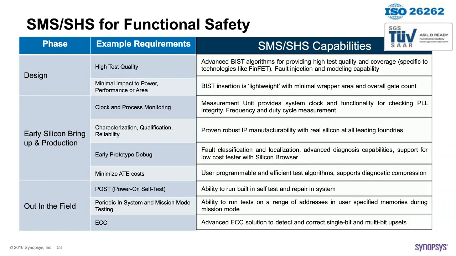So as a result, those functions in design, in manufacturing, and in the field do have corresponding features inside the SMS and the SHS. They can be run in manufacturing during silicon debug and production, run as power-on self-test, and run as periodic tests during mission mode, this parallelism that we talked about of mission mode and self-testing in the field, as well as the correction, that is multi-bit correction by our star ECC that is meant for this purpose.